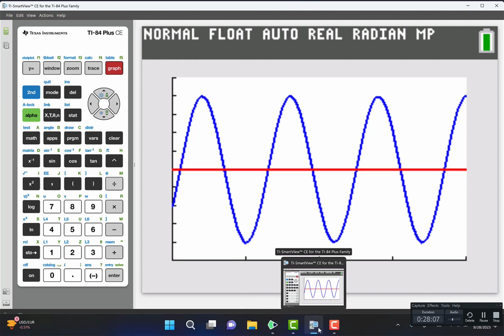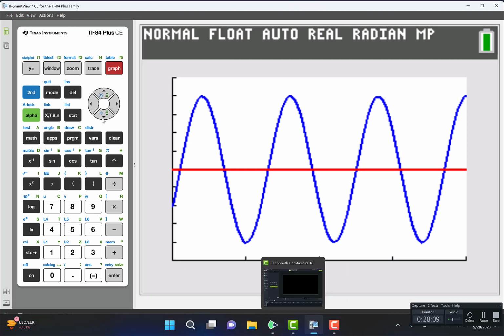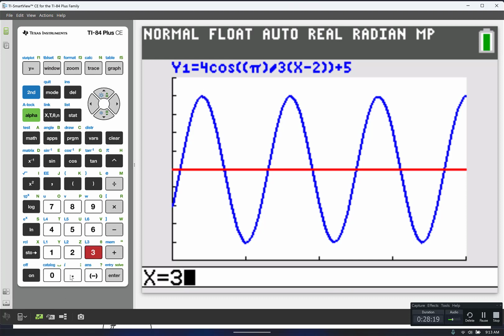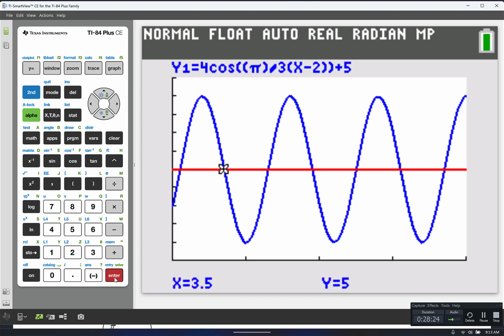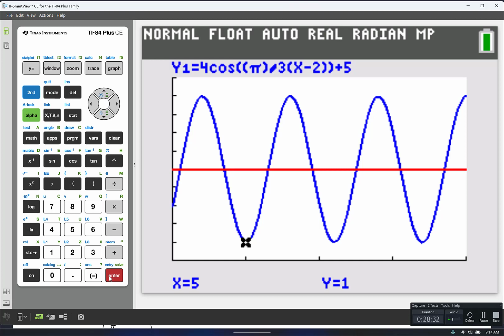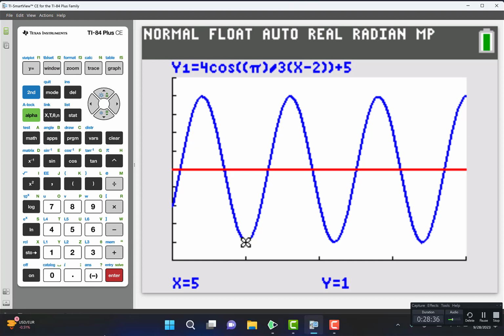Okay, trace. I know I have a max at 2, push enter, and yep, there it is, 9. I know I have a point of inflection at 3.5, so now I can just push 3.5. It better be perfect. 3.5, enter, and look at that, right at 5. I know that I have a minimum at 5. Push enter, and there it is, 1. How do we feel? Cool or not cool?